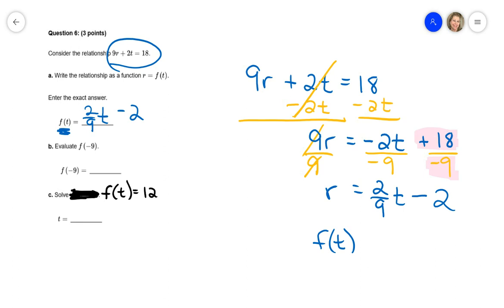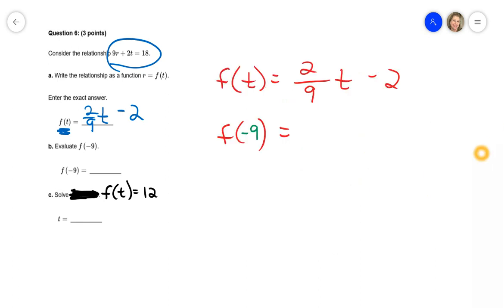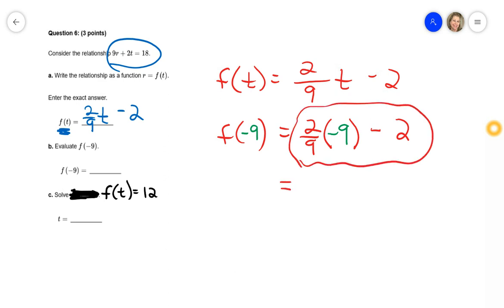Part B asks you to evaluate f of negative 9. Okay, so I've erased all that. Here's the function again. All you have to do to calculate f of negative 9 is remove the t and substitute a negative 9. And now all you have to do is simplify all of this according to order of operations. Multiplication would come before your subtraction.